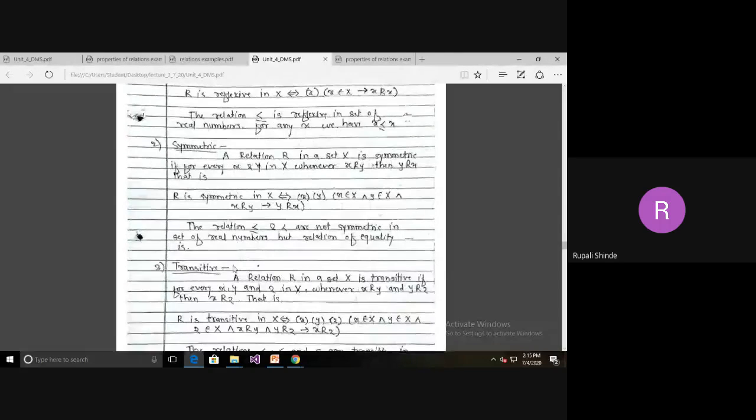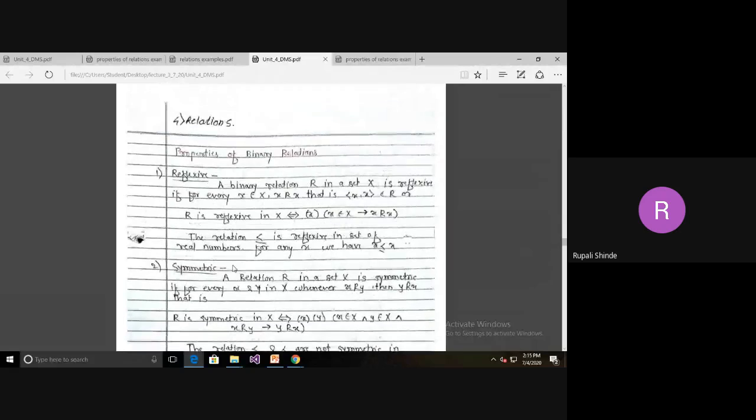Okay, so these are some properties of relations. Now we will summarize within 5 minutes what these properties are. So there are 5 different properties of binary relations. First one is reflexive, then symmetric, then transitive, then irreflexive, and the last one is antisymmetric.